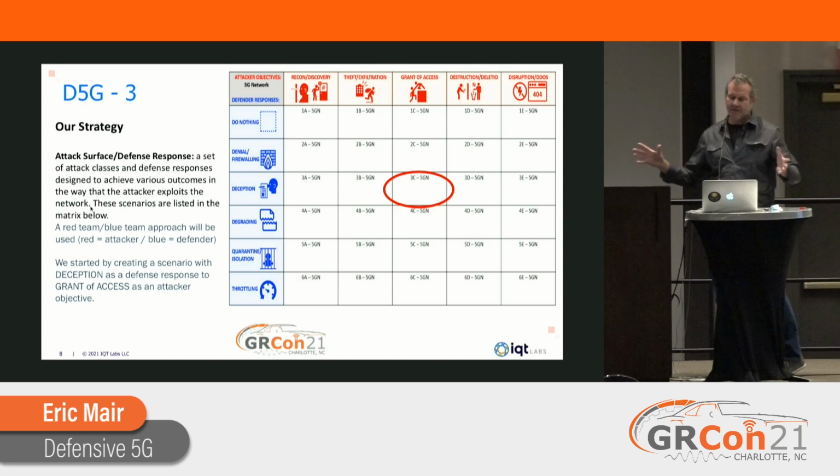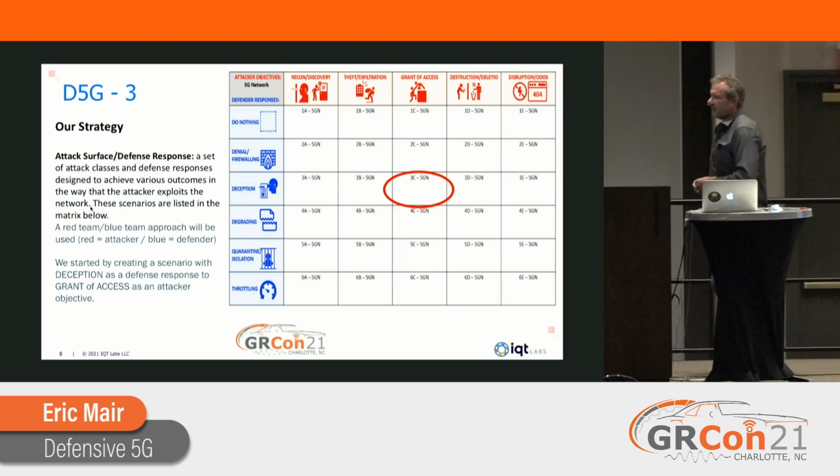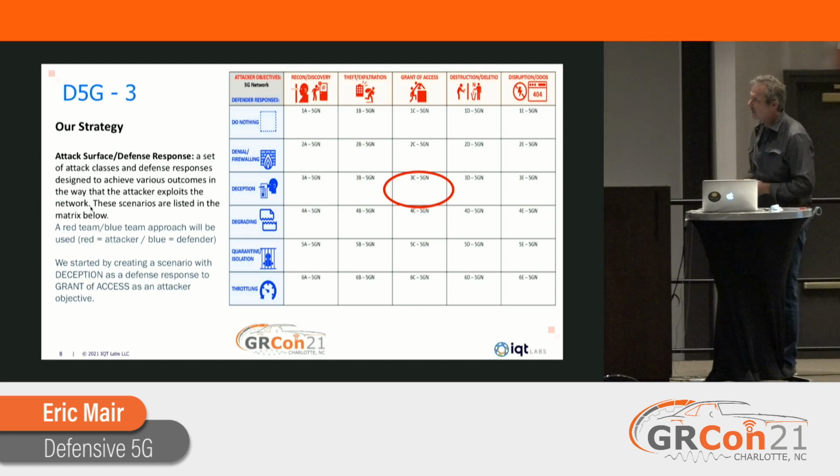So this is just one strategy we came up with. We're not just looking for vulnerabilities and trying to patch them. We said, okay, let's look at this holistically from a systems point of view, how we could approach it. So what we did, we're running a red team, blue team. So red team is the attacker, blue team is the defender, and so we came up with ways you can attack the network on the top.